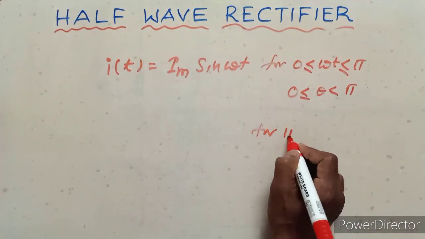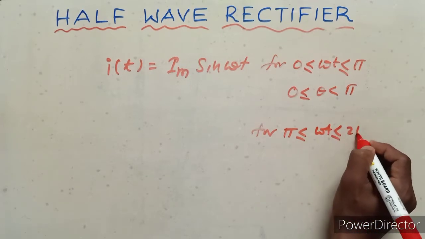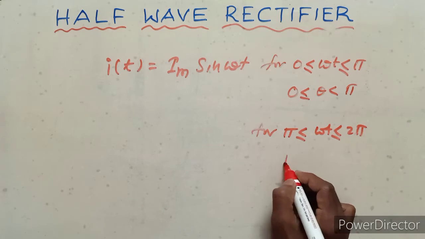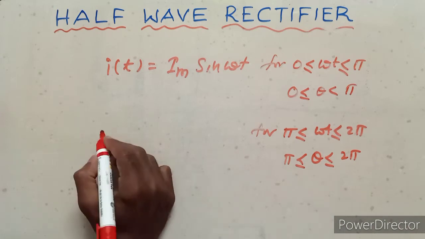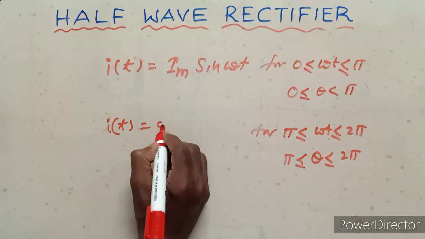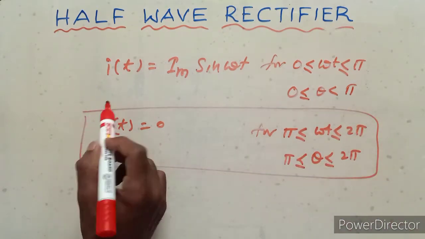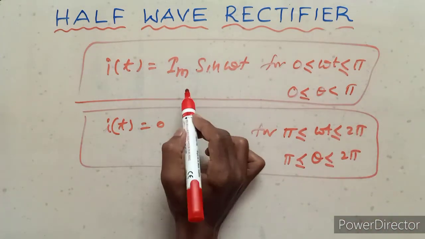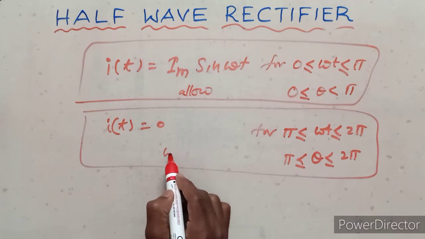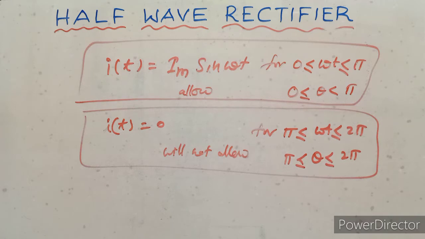For pi less than or equal to omega t, that is theta, less than or equal to 2 pi, i of t equals 0, so it will not allow the current. This is the first case, and this is the second case: allowed in the first, not allowed in the second.